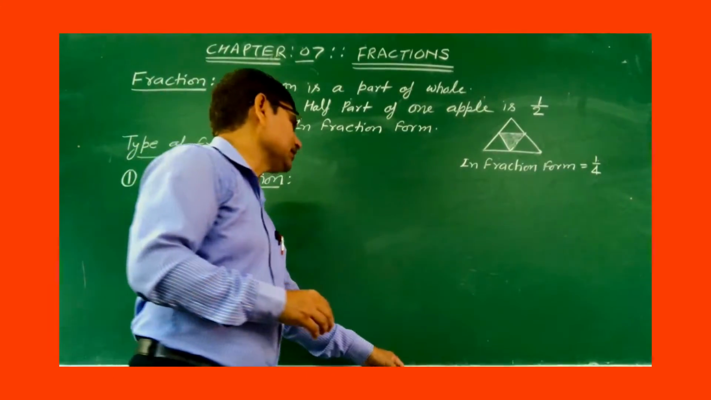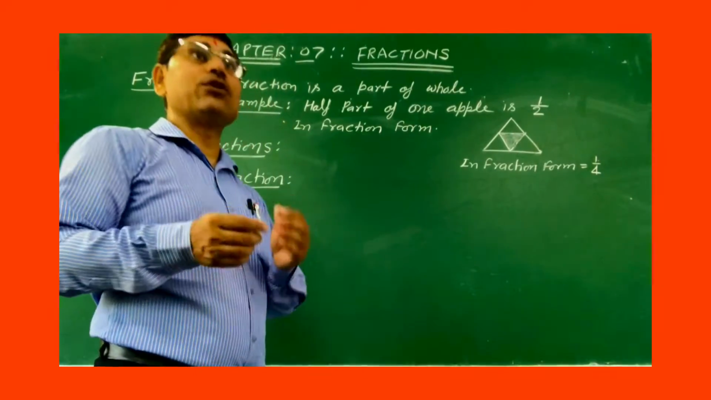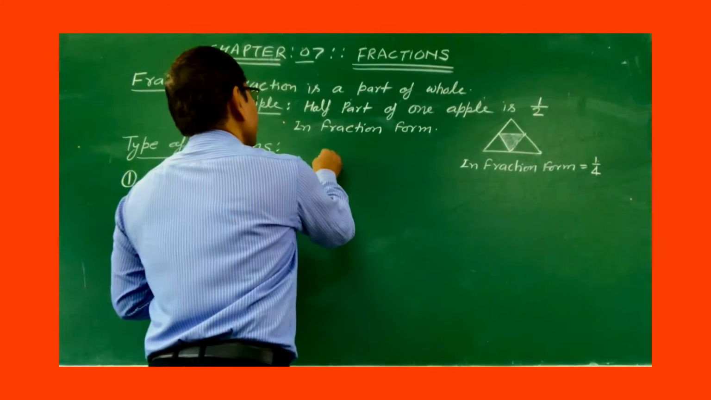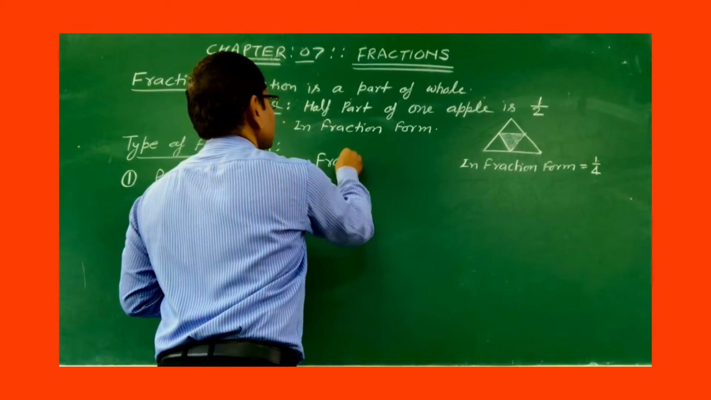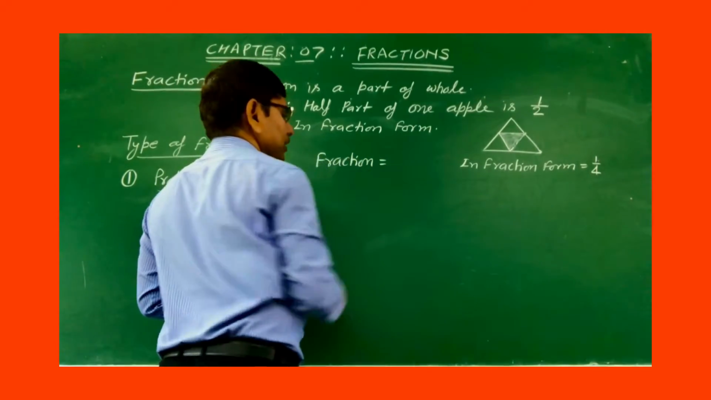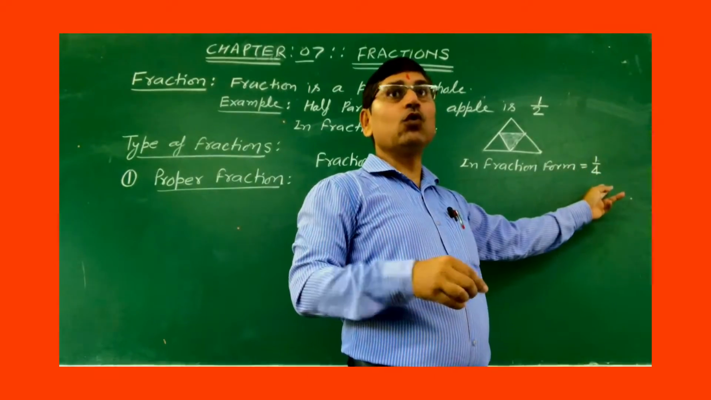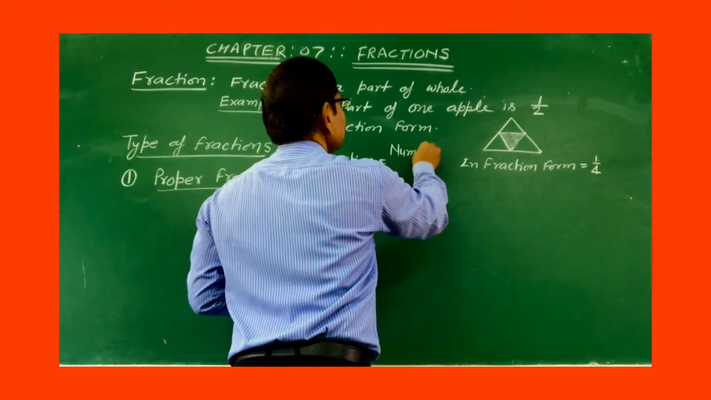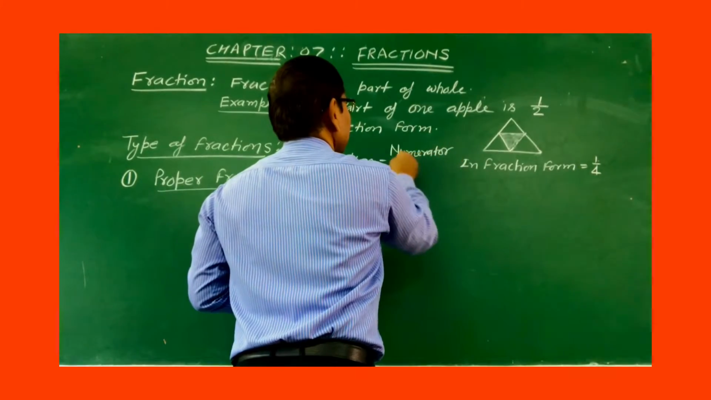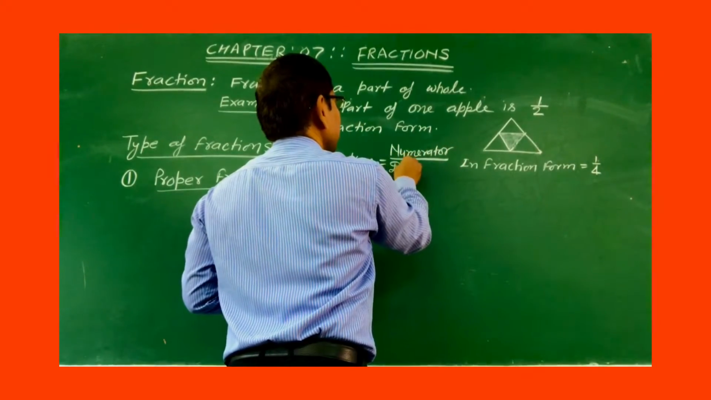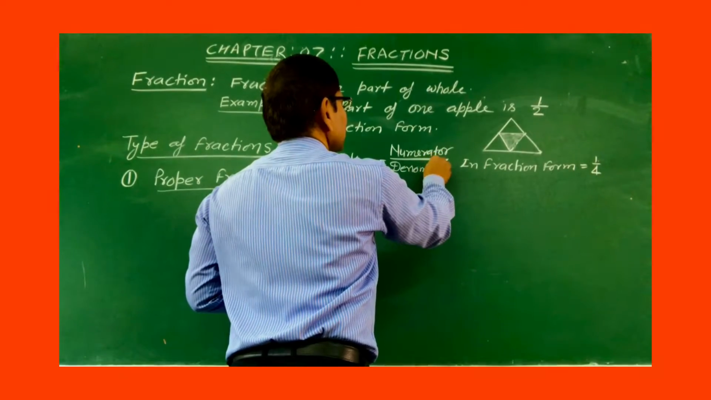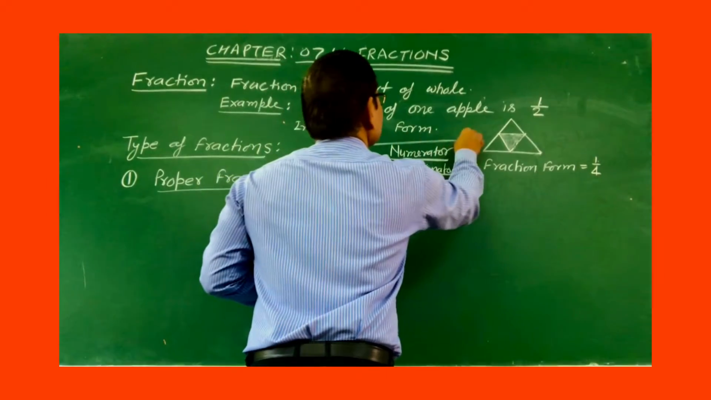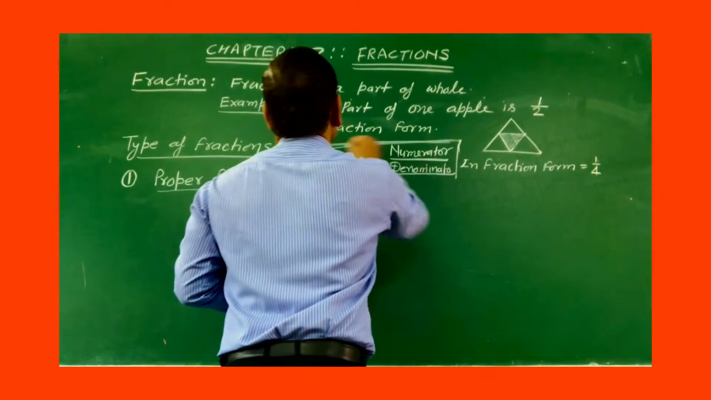First, understand here that this is a fraction, and also how we represent a fraction. Fraction is written as, this is the notation. 1, what is 1? 4, what is 4? 1 is the numerator and 4 is the denominator. So this is the notation form of a fraction.